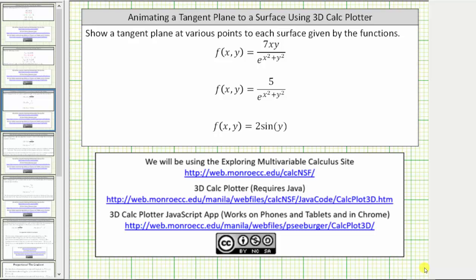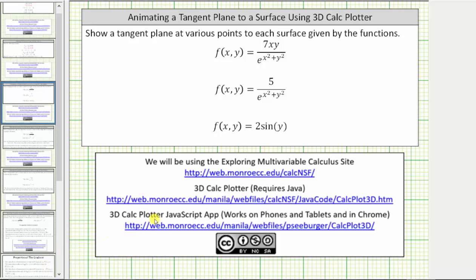We're asked to show a tangent plane at various points to each surface given by the functions below. We will do this using the 3D Calc Plotter JavaScript app shown here at the bottom, and this is from the Exploring Multivariable Calculus site shown here. Let's open up the app and show the tangent plane.